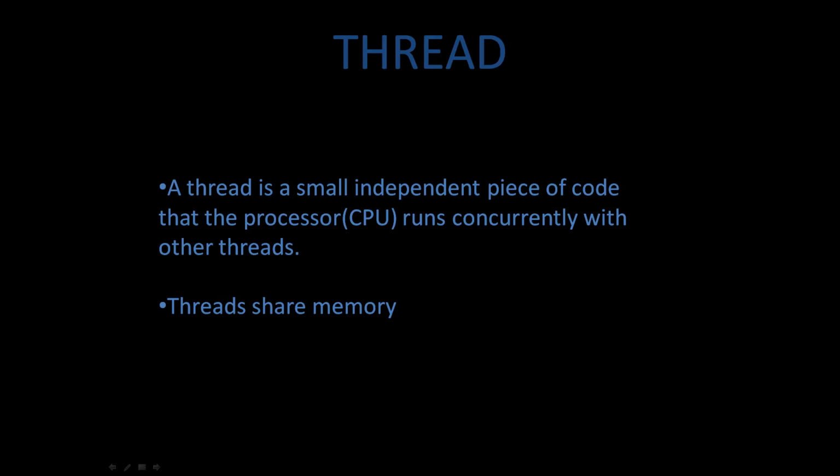So what are threads? A thread is a small independent piece of code that the processor or CPU runs concurrently with other threads. The classical example is one thread for a main game loop that runs constantly, and another thread for a chat system that can accept messages from other people. It sits and waits until something happens, like receiving the data for the chat and displaying it to you. And one thing to know: the more threads you have, the more memory you're going to need, because all the threads share memory.